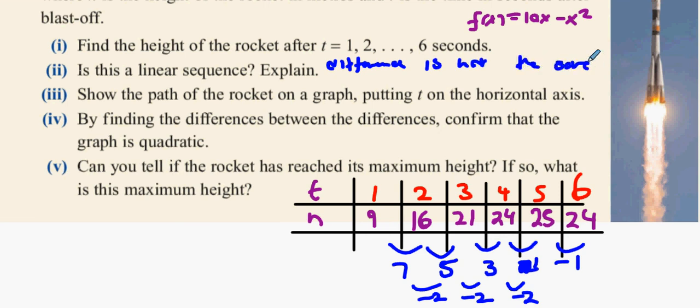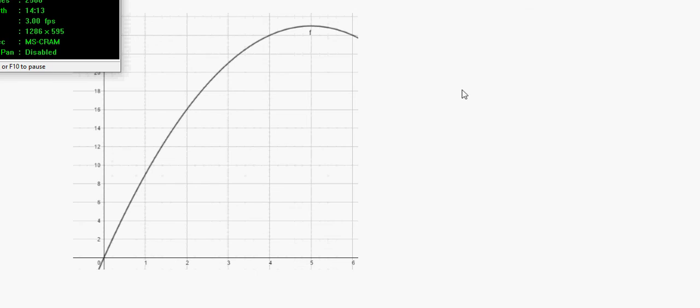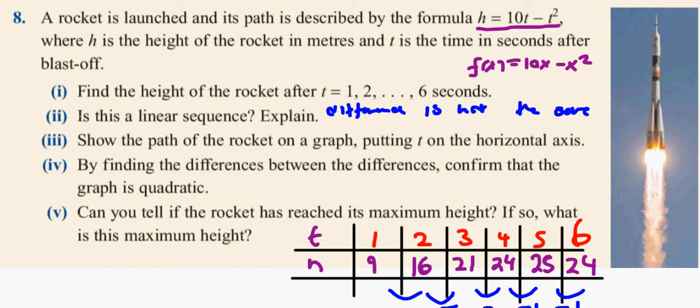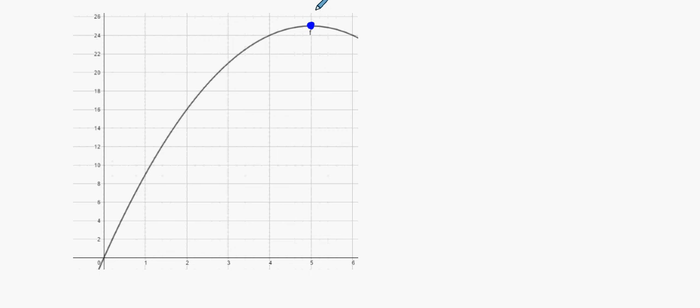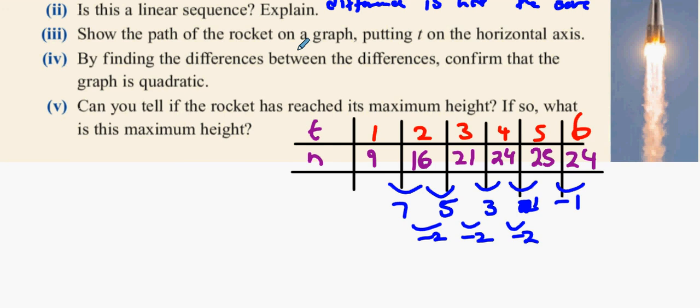Okay, we have to graph this. Hooray! So, we can see we have a graph like this. When we draw this here, we get the following graph. And we see the maximum height is 25 and the other two heights are 24 each. Okay, that's no big deal. Alright, let's go back to see what they want from us. By finding the difference of the differences, confirm that the graph is quadratic. Yep, difference between differences is minus 2. Graph is quadratic.